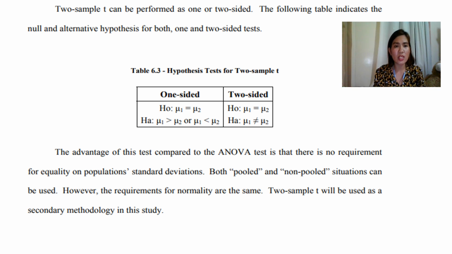The advantage of this test compared to the ANOVA test is that there is no requirement for equality on populations' standard deviations. Both pooled and non-pooled situations can be used. However, the requirements for normality are the same. Two-sample T will be used as a secondary methodology in this study.